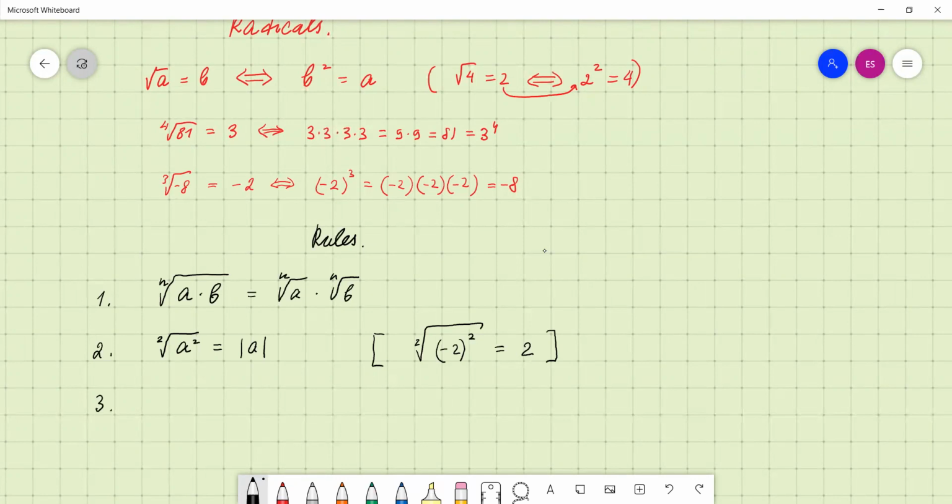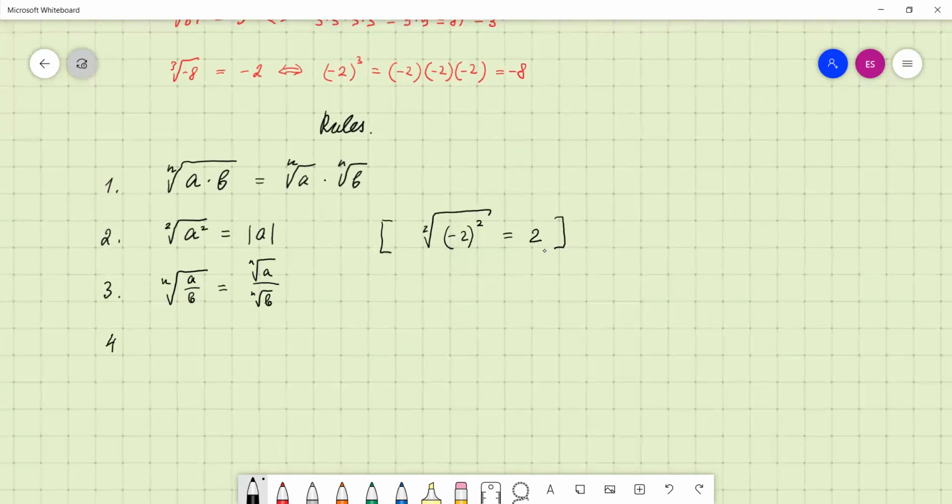Rule number 3. Nth root of the fraction. You can distribute the root. It's nth root of A and nth root of B. Okay. And the last rule, I'm going to give examples on all these rules. Let me write down the rules. If you have a root of a root, well, guys, this is going to look like a power of a power. Remember, we multiplied powers. We are going to do the same with the roots. So we multiply indexes, and we put them as a new index for A.